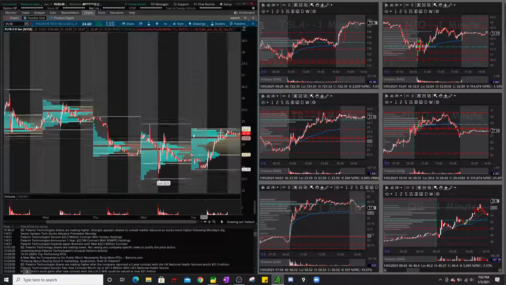PLTR was on my watch. I bought it the prior day on Monday for a little bit of investment. Was looking to get it today. Missed this entry. That was an amazing entry. So how could you really play it? And I have PLTR on this chart as well.